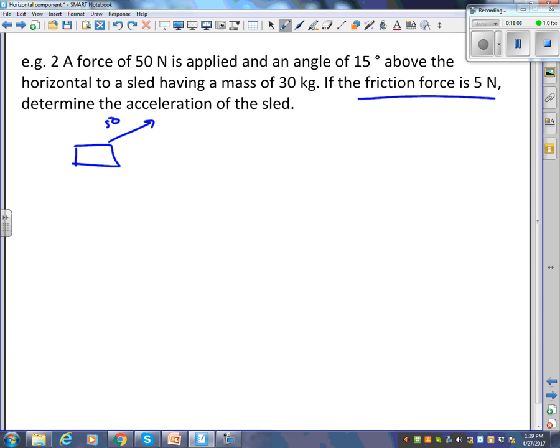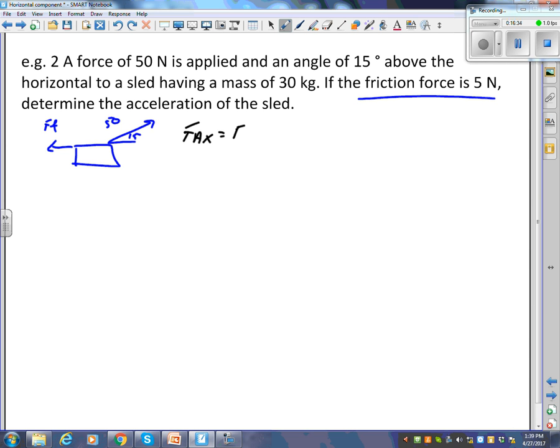50 newtons. The angle is 15. Now I've got this little friction force right there. Now, why is it backwards? Why is it to the left like that? We tend to assume, if there's nothing given in the question, that it's automatically moving to the right. It's just the way we live, right? So we're going to assume the friction force is to the left. So, same steps.